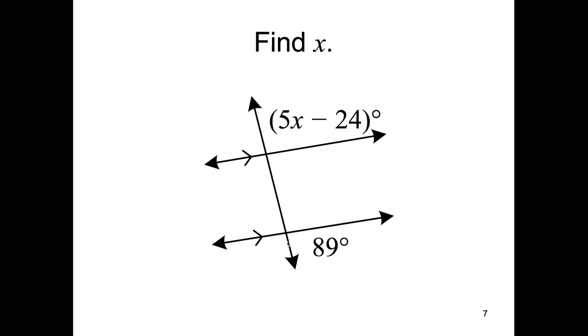Okay, and so I want you to use the information that you have to find the value of x. In this picture, I know that the 89 degrees here is going to be 89 here because those are corresponding angles, which means this one has to be 91. And then I can set up an equation to find the value of x because 5x minus 24 equals 91.